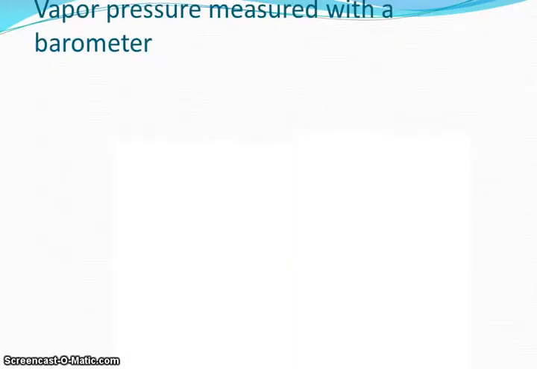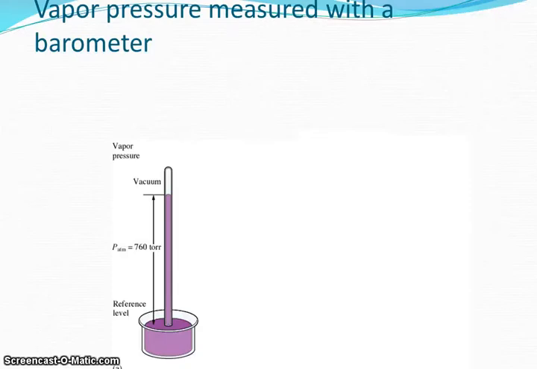Let's look at vapor pressure measured in a barometer. First we want to review what a barometer is. We've got this simple barometer. The purple is designating mercury. We have a container of mercury which is open to the environment, and an inverted tube which is sealed off at the top and filled with mercury as well. When we invert that tube, the level of the mercury in that tube will establish itself at 760 torr if we're talking about standard pressure.